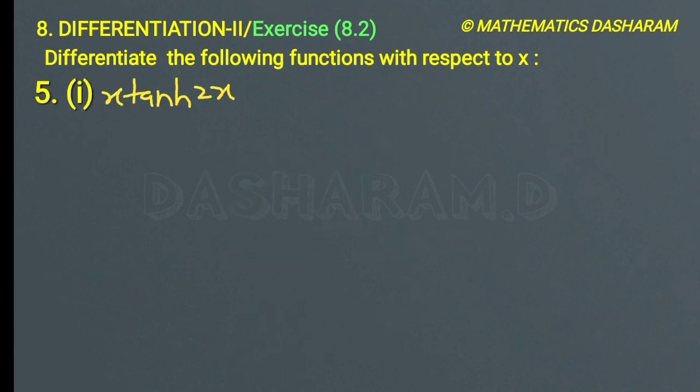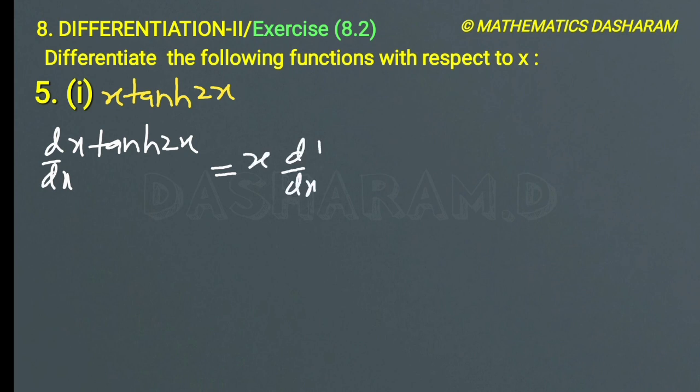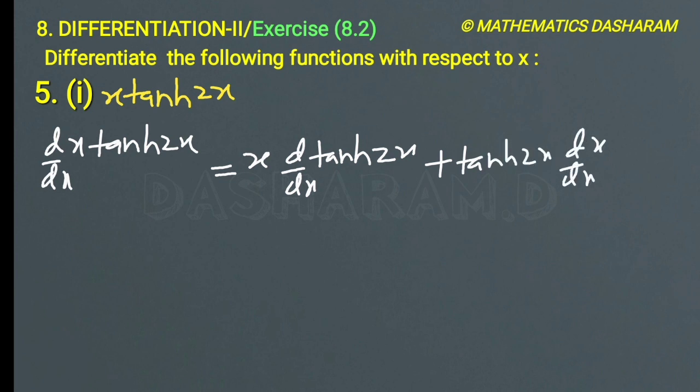Fifth bit, first problem: x tanh 2x. So the derivative of x tanh 2x. Here we have two functions, one is x, another one is tanh 2x. So it is a product, so apply the product rule. The product rule is x into d by dx of tanh 2x plus tanh 2x into the derivative of x.